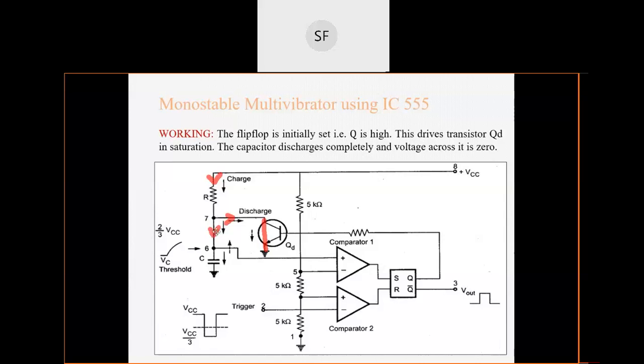Current will go either through the capacitor, or through the transistor. Through the transistor. Why? Sir, current completely discharges. Okay, so your answer is correct. It will discharge completely, right.